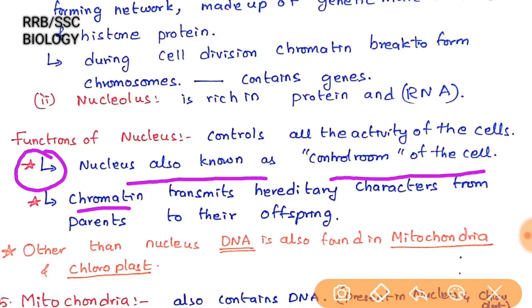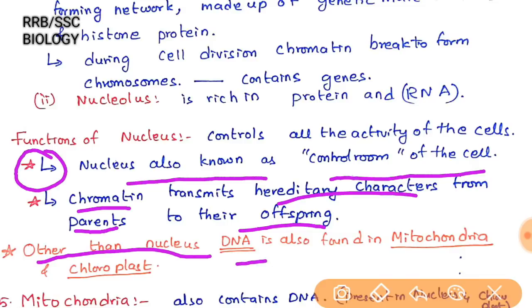This chromatin, at the time of splitting, converts into chromosomes, which have genes. Genes have hereditary characteristics, and these chromosomes are passed from parents to the offspring, friends. Another important point: other than the nucleus, DNA is also found elsewhere. This is extra information. Don't think that DNA is only present in the chromatin. DNA is also found in mitochondria and chloroplast, friends.